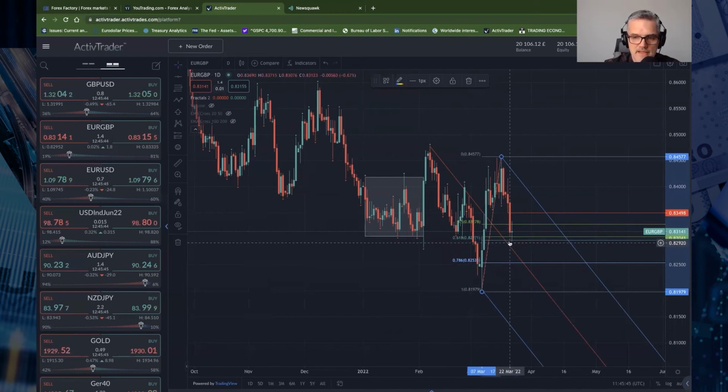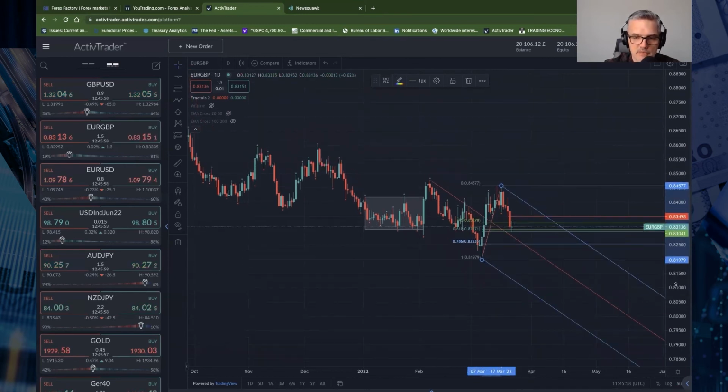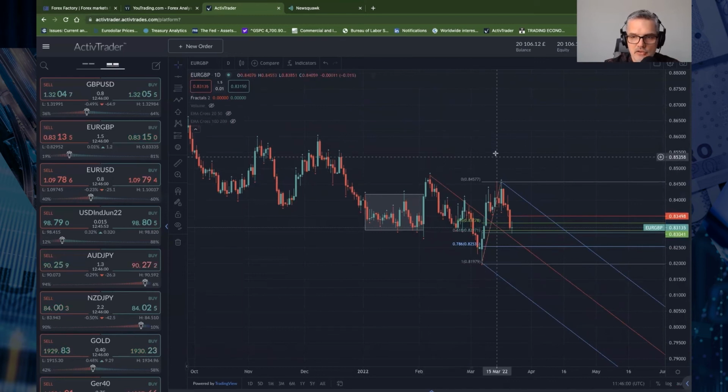So I'm waiting to see if there is a decent bullish impulsive move, a big rejection from this level, or whether this is going to trap some longs and then come lower, because obviously the euro is being pushed around by what's happening in Ukraine.